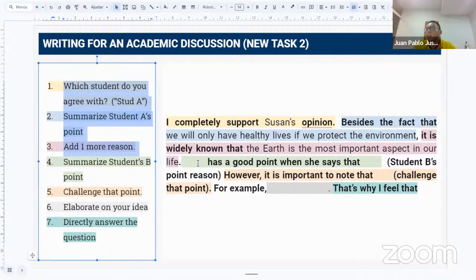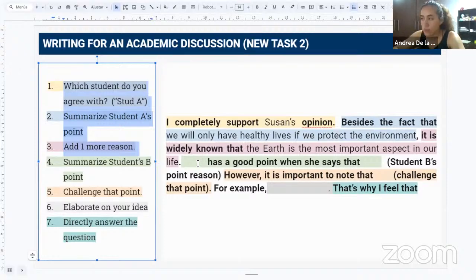Yo tengo una pregunta. Okay, go ahead. A la hora de poner la razón del estudiante con el que estamos de acuerdo, ¿tenemos que cambiarle ciertas palabras o podemos escribirlo tal cual está en el pasaje? Ok, muy buena pregunta.